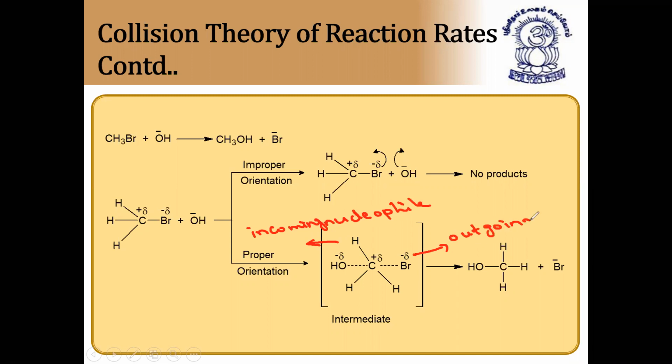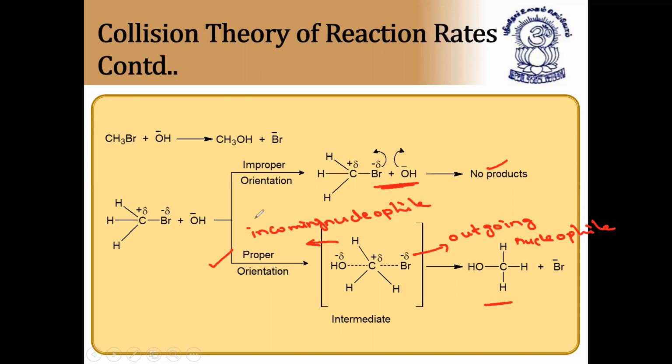If they are in different directions, then only we can say outgoing nucleophile should go one way and incoming nucleophile should come in the other way. So this will form an intermediate complex. If they are coming in the same way, then no product. And here the product exists. So this is called proper orientation.